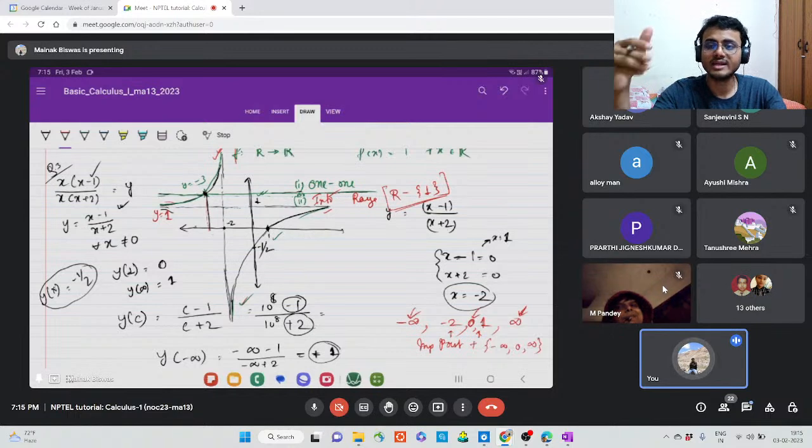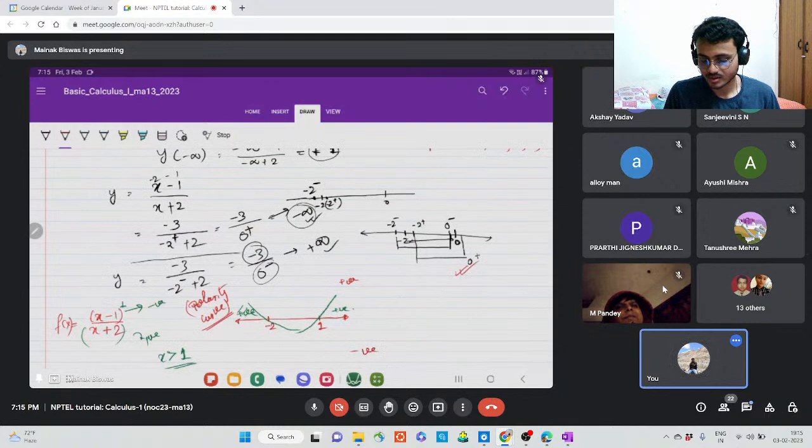So I drew this number line. Yes. So if I have -2 here, I have -2 plus here. This is very important. You'll have to understand this to understand limits in the next session.